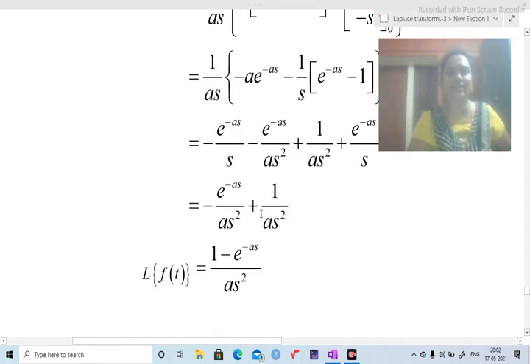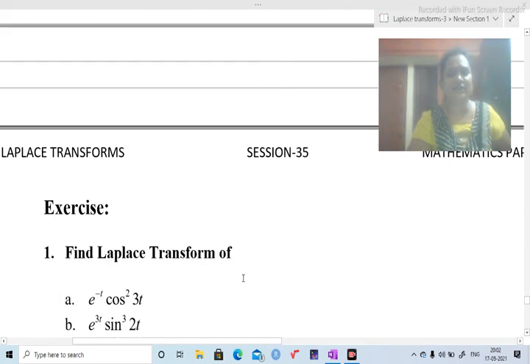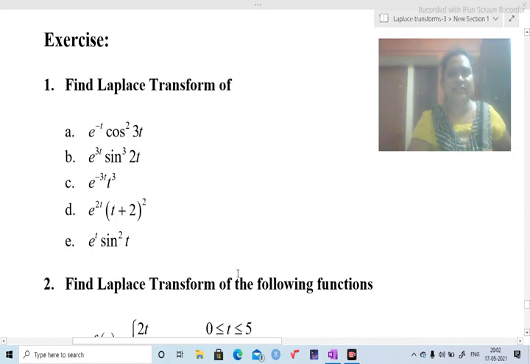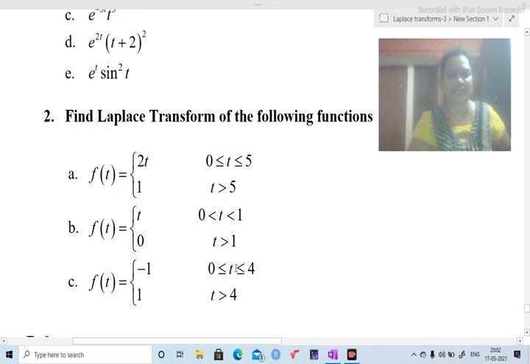Then finally we are going to get the Laplace transform of f of t equal to (1 minus e power minus as) by a s square. Observe, here some problems are there. With this knowledge, you can find the Laplace transforms of these functions.